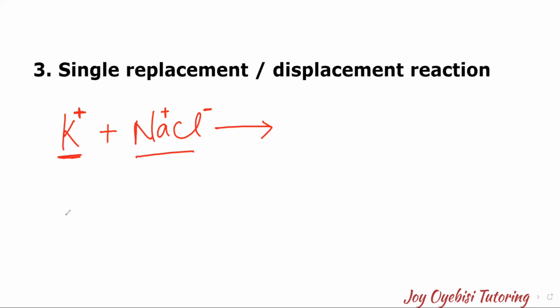Now, in chemistry, we say that like charges repel each other, while unlike charges attract. So what this means is that potassium is going to attach itself to the negative charge, okay? It's going to combine with the negative. Now, when it does that, it replaces the sodium or displaces the sodium, and that is why we call it a displacement or replacement reaction. It is single because it is only one thing that is being displaced or replaced, which is the sodium.